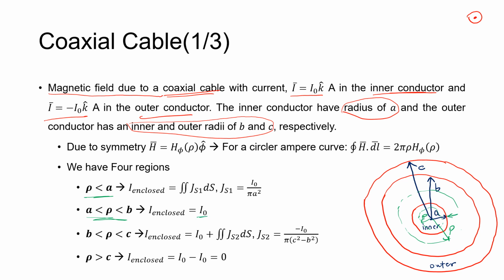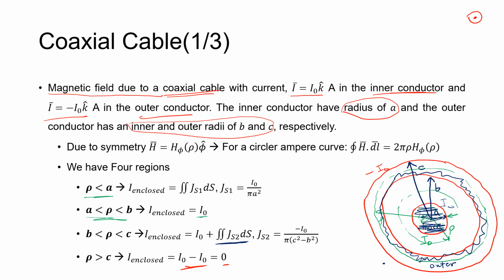The third region occurs when you are inside the outer conductor, like this is your Ampere surface rho. In that case, a portion of the current will be whatever is inside here, which is I naught, and the other portion is what is inside this specific part of the outer conductor, which will be the current density integrated over the surface. And finally, when you are outside here, you will have inside I naught and outside minus I naught, so these two currents will cancel each other and I enclosed will equal 0.